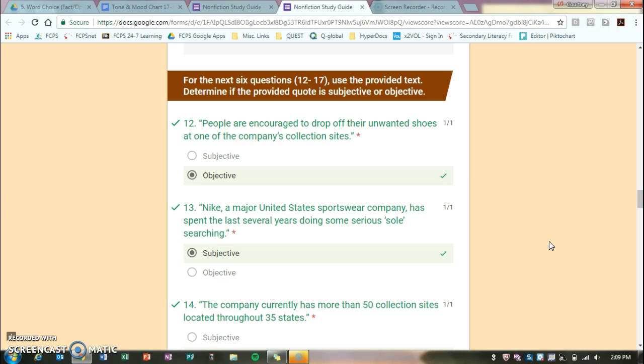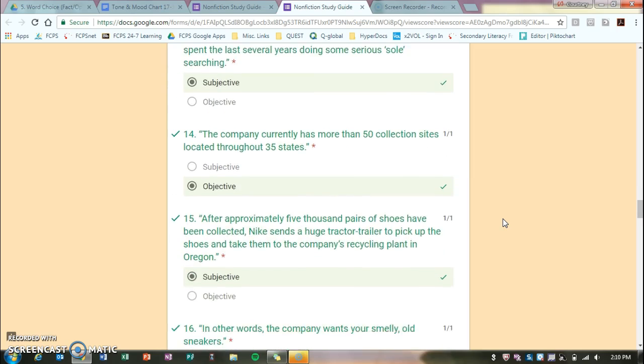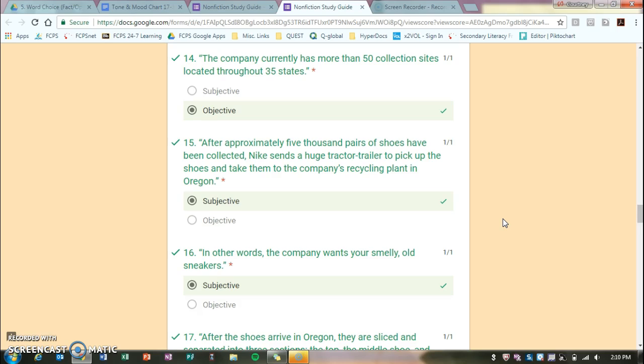Number 13, Nike, a major United States sportswear company, has spent the last several years doing some serious soul searching. This would be subjective because of this part here about the serious soul searching. People could argue the intention of this program, of the recycled shoes. We could argue why they implemented this and what made the policy come into place. So that is subjective. For number 14, the company currently has more than 50 collection sites throughout the United States. Throughout 35 states. This is objective. We could prove how many collection sites and in what states they are located.